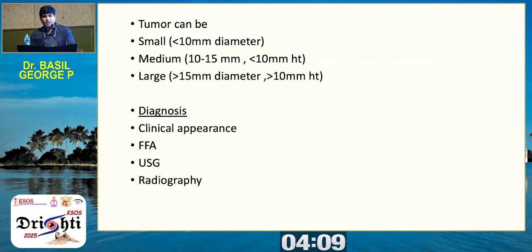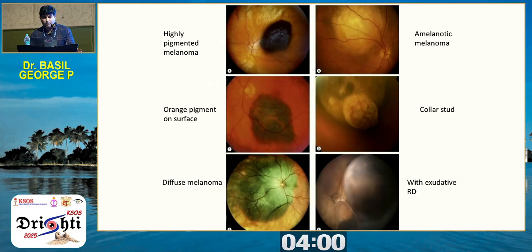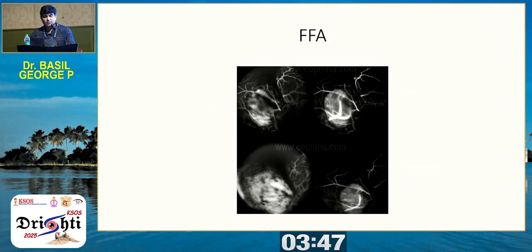The tumors can be either small, medium, or large. The diagnosis is basically by the clinical appearance. FFA, ultrasound, and radiography are also done. And these are the various types of melanomas. It can be either highly pigmented melanoma, amelanotic melanoma, orange pigment on the surface, collared, diffuse melanoma, or the one with the exudative RD.